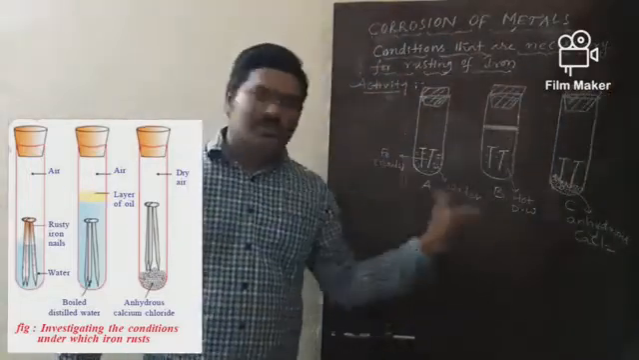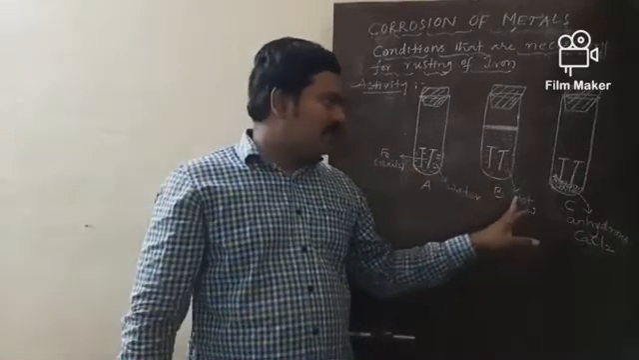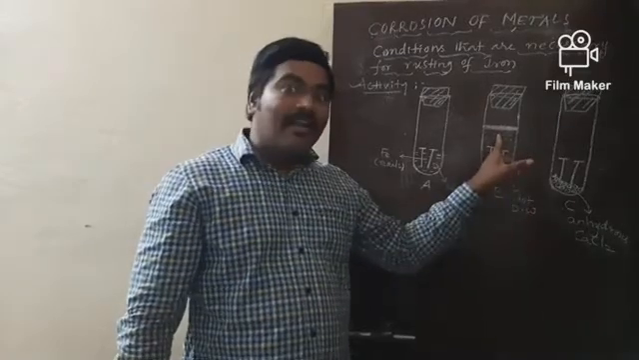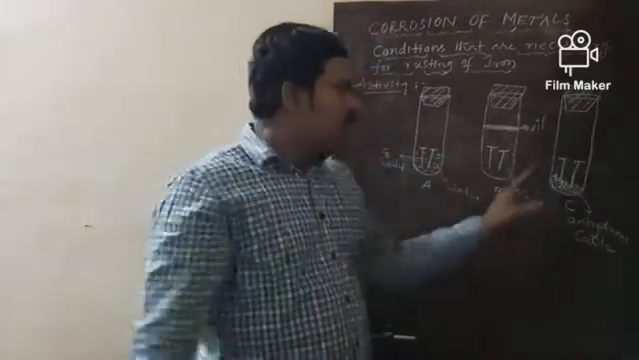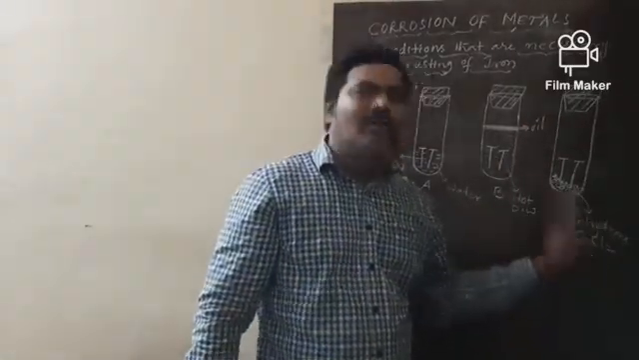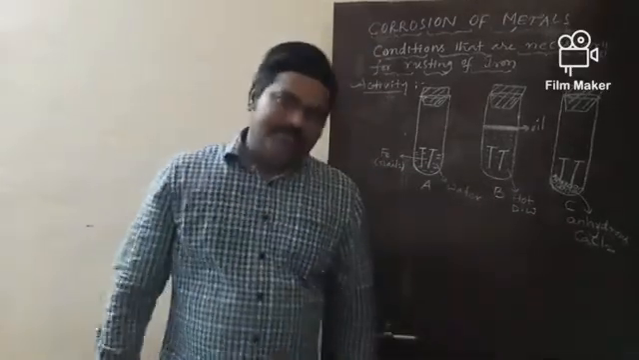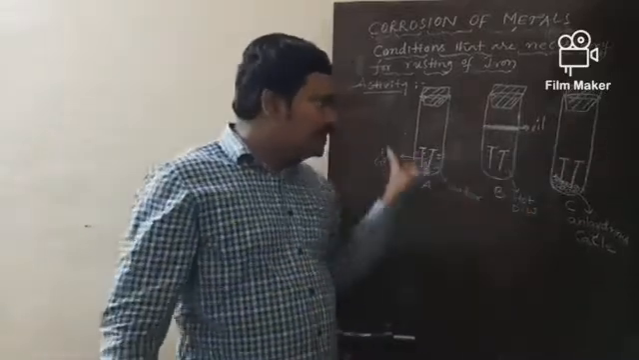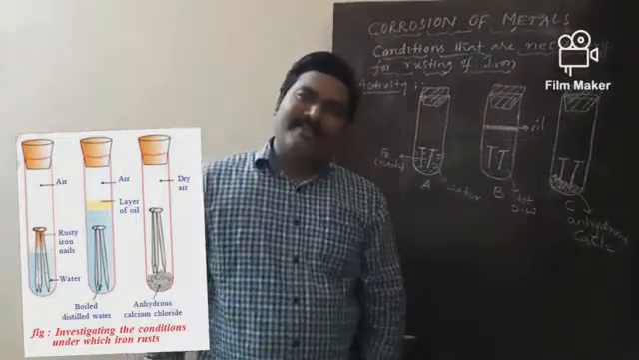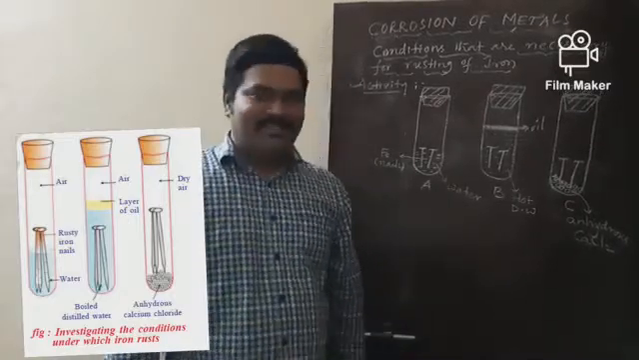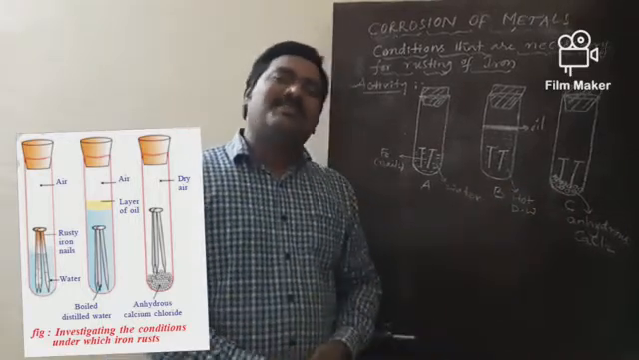Now observe, my dear students: test tube A consisting of water, test tube B consisting of hot distilled water along with an oil layer. This is called oil. And test tube C consisting of anhydrous calcium chloride. Now, I am just asking one question. Out of the 3 test tubes, in which test tube does rusting take place?